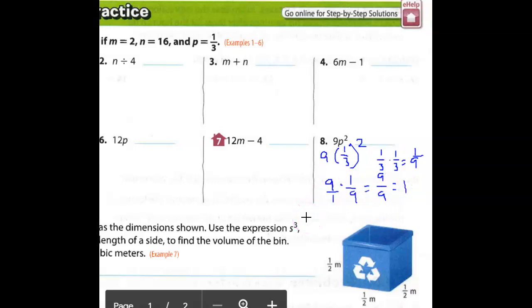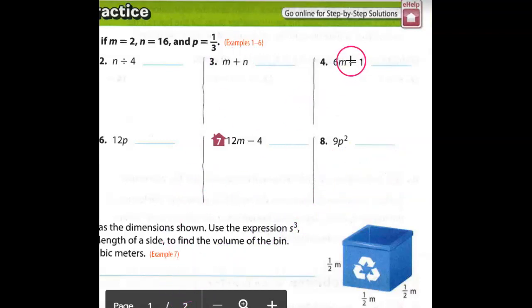And I want to remind you guys that you can actually cross cancel here too, which I love doing because it makes my math easier. So when I had 9 over 1 times 1/9, I can cross cancel these guys, right? This becomes 1, 1. So all I have is 1 times 1, which is 1, and 1 times 1, which is 1. And 1 over 1 is the same as 1, right? So my answer for number 8 is just 1.